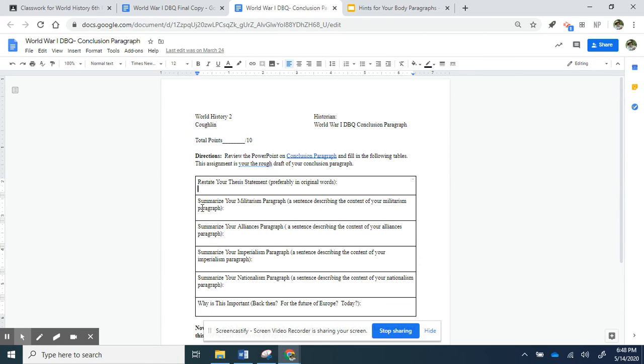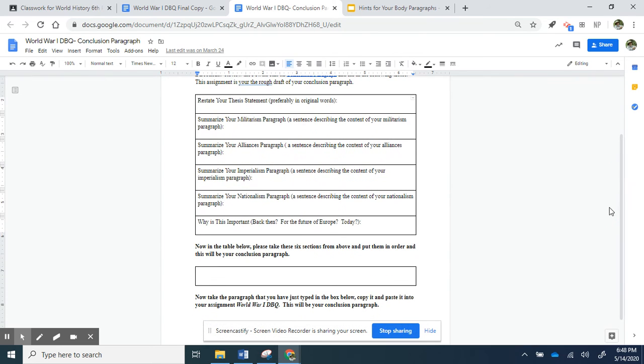So part 1, restate your thesis statement. Part 2, summarize your militarism paragraph. Part 3, summarize your alliances paragraph. Part 4, summarize your imperialism paragraph. Part 5, summarize your nationalism paragraph. And then, why is this important? This is what you end your paper with.